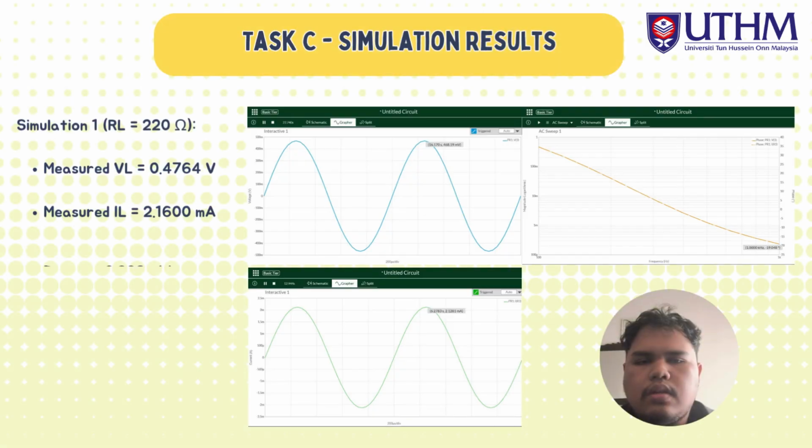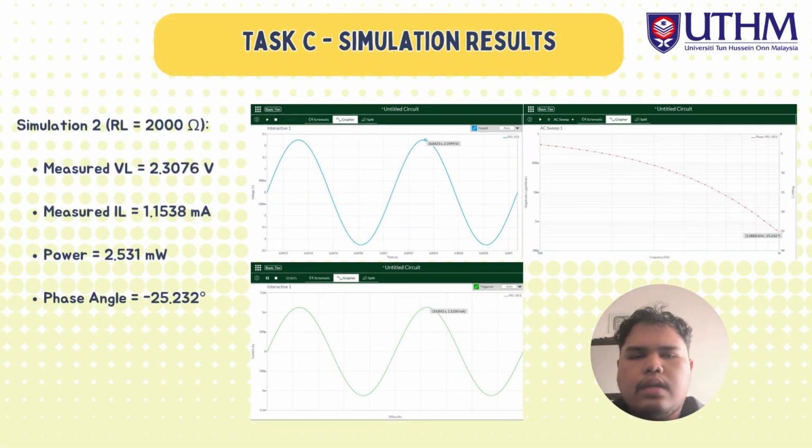For the first simulation condition with RL equal to 220 ohms, the measured load voltage is 0.4764 volts and the load current is 2.1600 milliamperes. The active power delivered to the load is 0.998 milliwatts and the phase angle is negative 19.048 degrees. These results closely match the theoretical calculations and confirm that the simplified Thevenin model accurately represents the behavior of the original circuit under heavy load conditions.